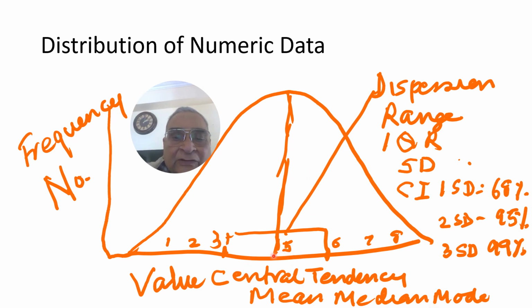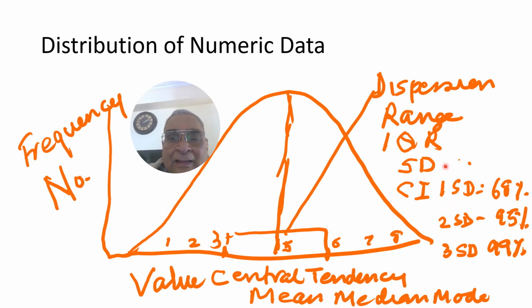Then the other thing that you must know about the numeric distribution is that the values are dispersed around this central tendency, and that is called dispersion. So one measure is range, from the lowest value to the highest. The second is called the interquartile range. That means 25% of values are below the lower limit of the interquartile range and 25% of values are above the highest value of the interquartile range. So interquartile range is from 25% to 75%.